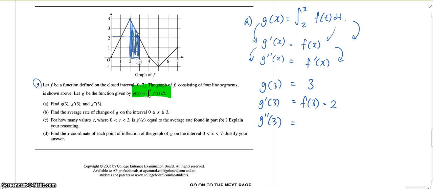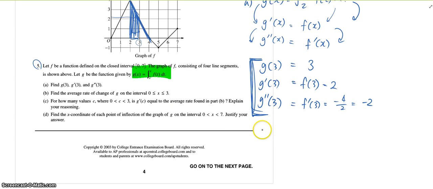And g double prime of 3 equals f prime of 3, which means the slope when x equals 3 in the graph of f. Here we can use rise over run. Over a run from 2 to 4, it drops by 4, so negative 4 over 2 equals negative 2. So we got all of these by using the relationship.